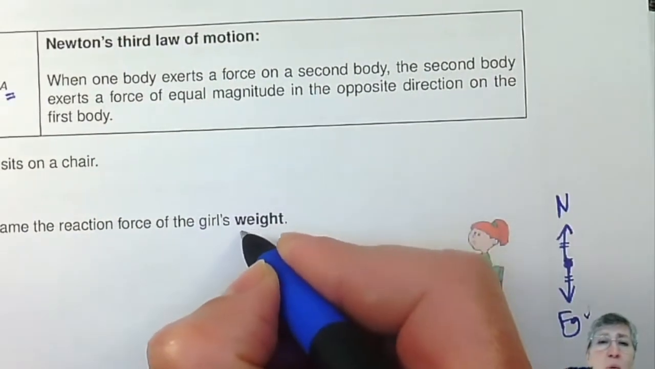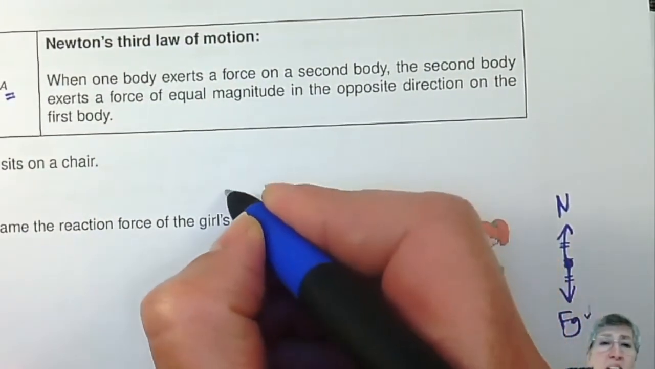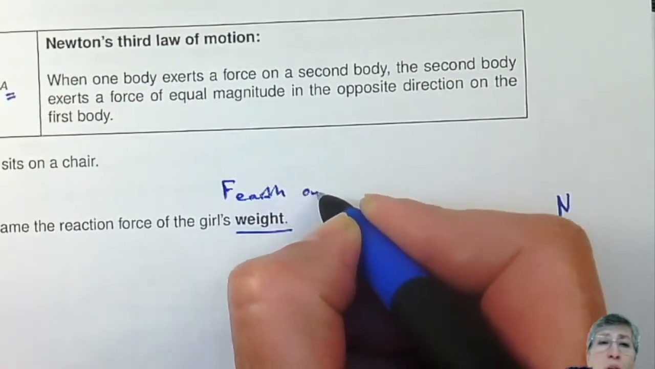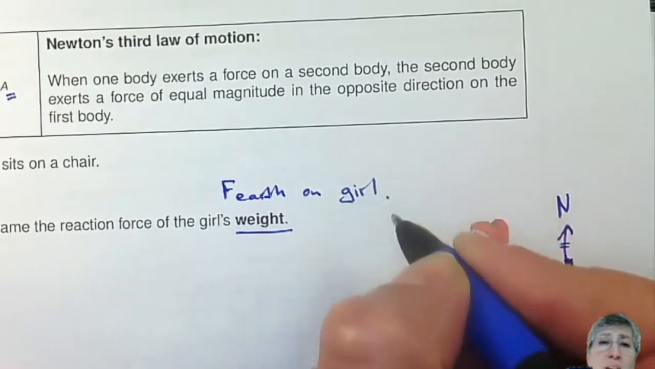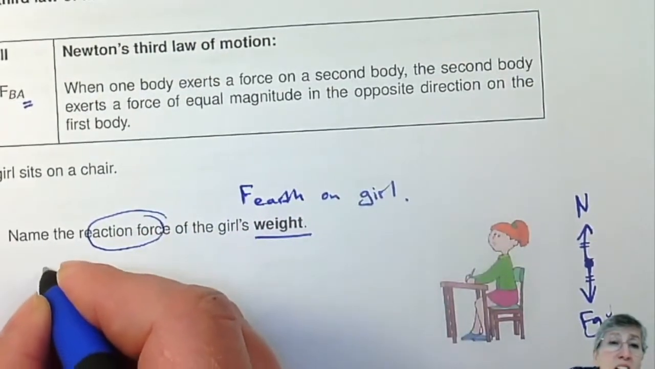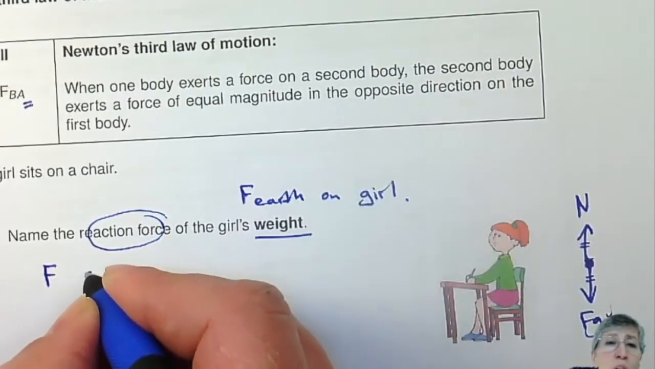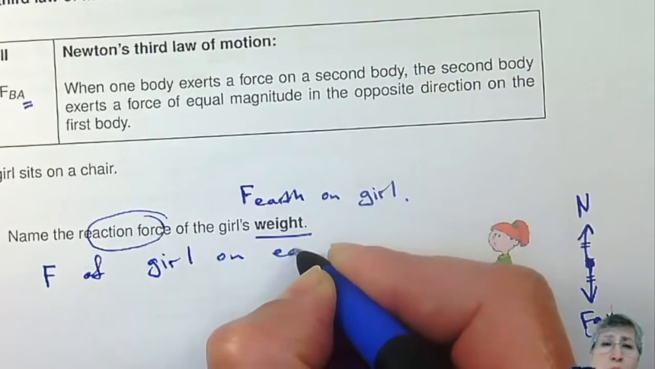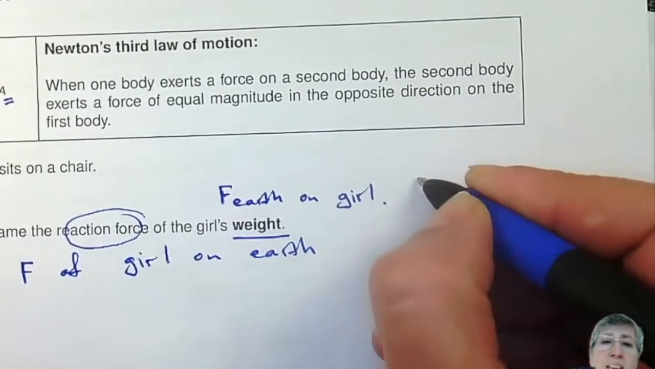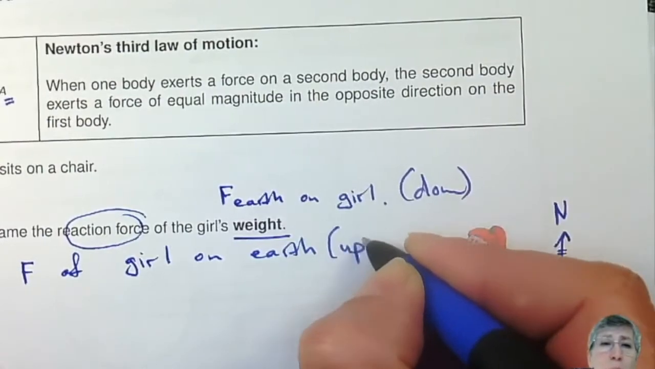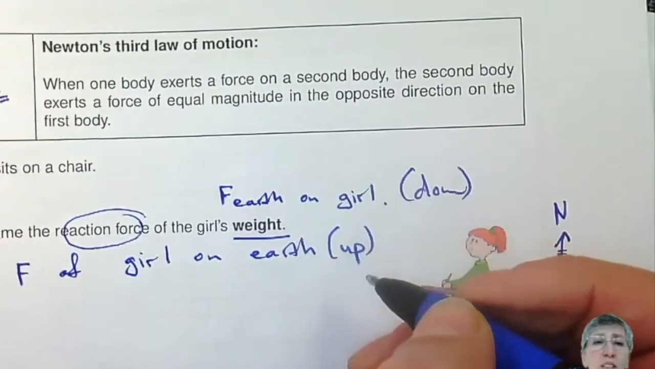So let's just think, what is weight? Weight is the force of the earth on the girl, right? So if they ask for the reaction force of that, that should be the force of the girl on the earth, right? And remember, weight is downwards, right? So this will be a force upwards. It's always in the opposite direction.